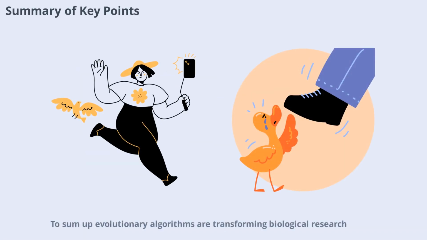To sum up, evolutionary algorithms are transforming biological research by providing powerful tools for optimization, simulation, and discovery. Their applications span genetics, ecology, medicine, and beyond. By embracing interdisciplinary collaboration, ethical responsibility, and public engagement, the scientific community can harness the full potential of these algorithms to advance our understanding of life.